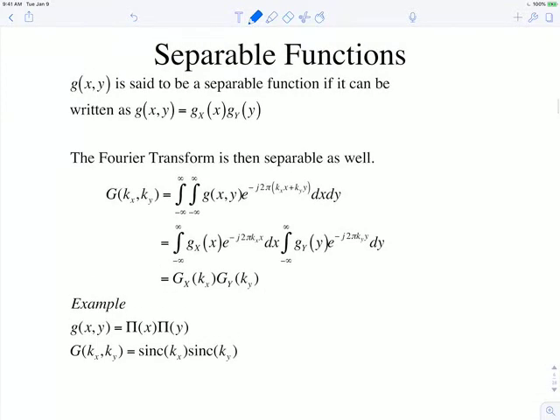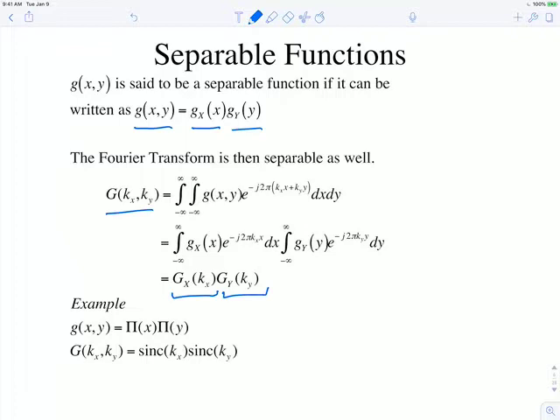So let's start off by reviewing some of the properties. We'll start with one that we talked about last time, which is if a function g of x, y can be written as a function of x multiplied by a function of y, then the Fourier transform g of kx, ky is simply the Fourier transform of the function in x multiplied by the Fourier transform of the function in y. So that's useful to know.